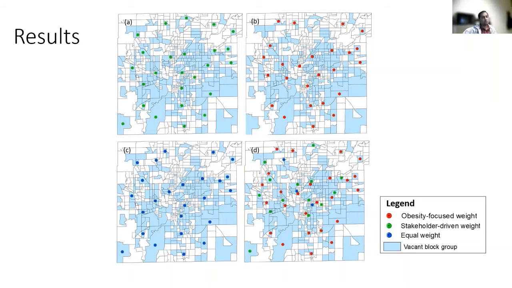This is one of the results from our study. This shows you the optimal locations of new urban agriculture sites for different scenarios. The red dots, for example, represent the obesity-focused weight, whereas the green dots are stakeholder-driven weights, where the weights are determined by stakeholders, and the blue dots are equal weights.